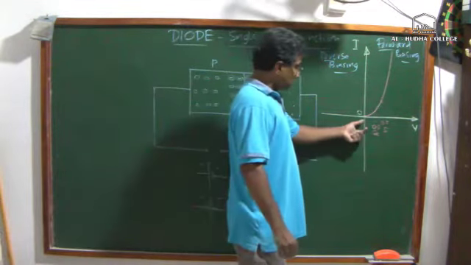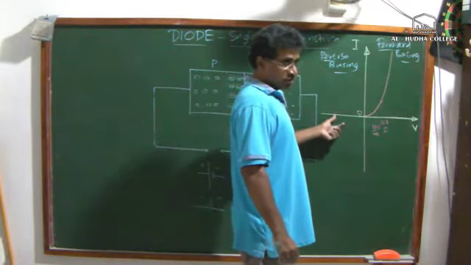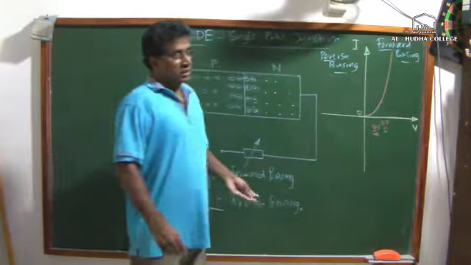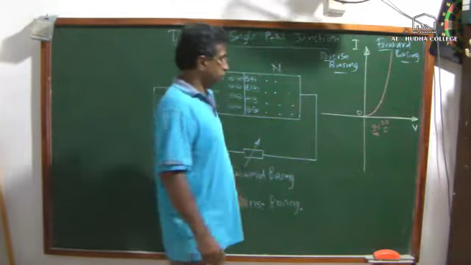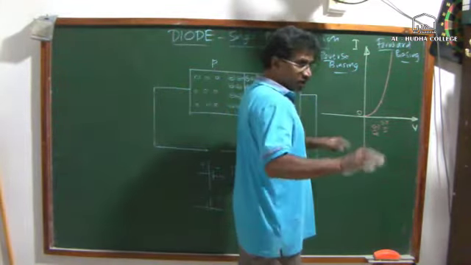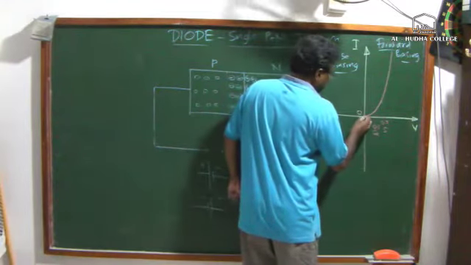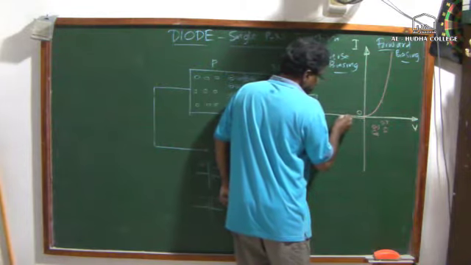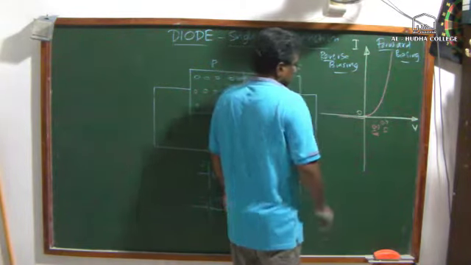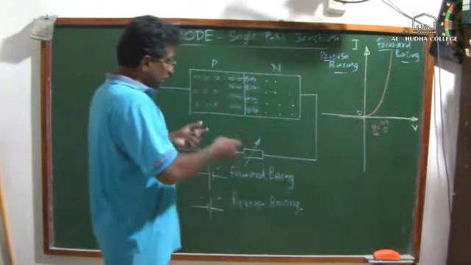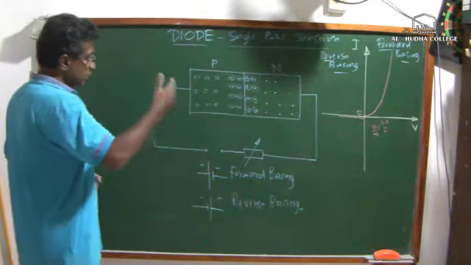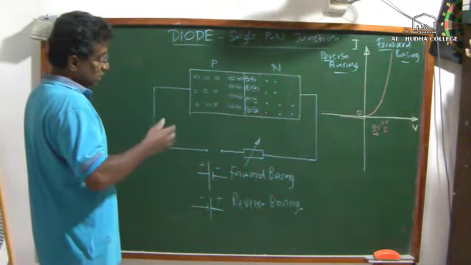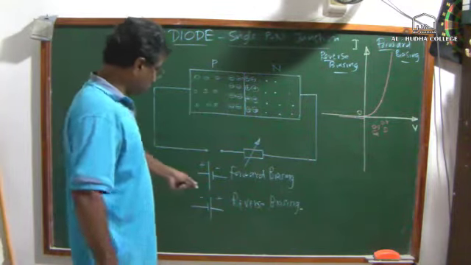Beyond zero, there will be the reverse saturation current. We call it saturation current because the current will not change with the voltage. It is saturated, so the current will be very small but remain constant on the negative side. But what happens if you keep on increasing the reverse voltage, or reverse biasing?